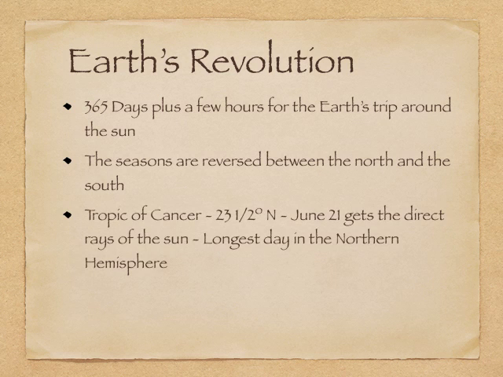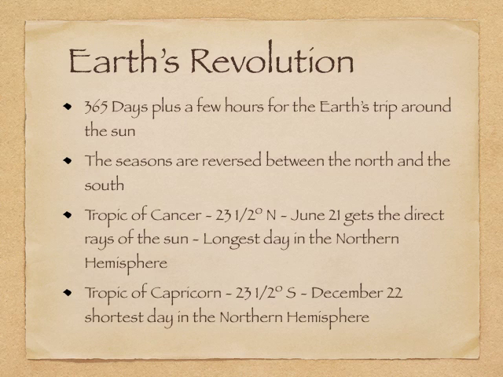The Tropic of Cancer, 23.5 degrees north. June 21st gets the direct rays of the sun, the longest day in the Northern Hemisphere. And the Tropic of Capricorn, 23.5 degrees south. December 22nd is the shortest day in the Northern Hemisphere.